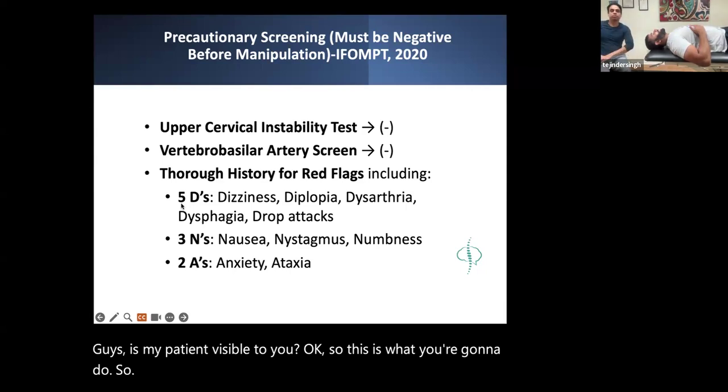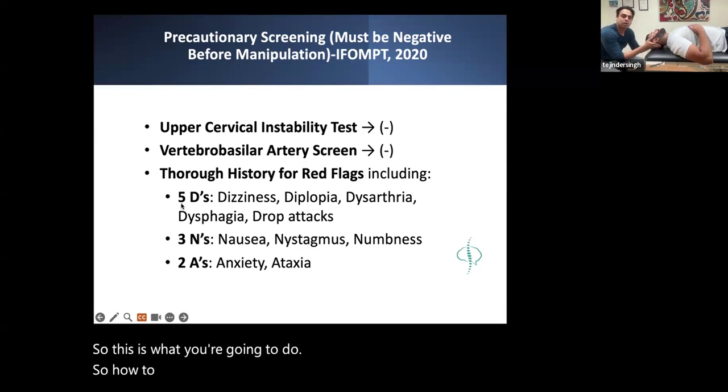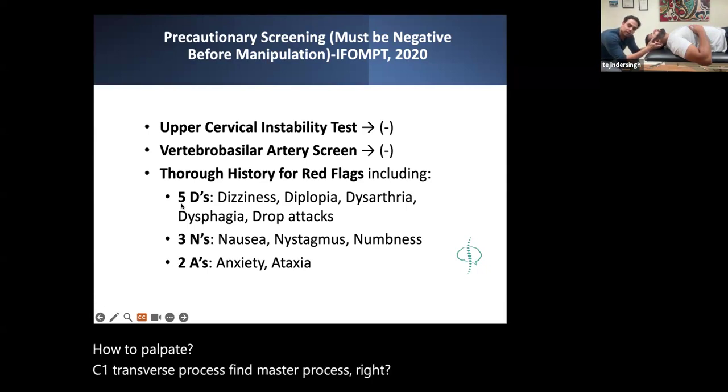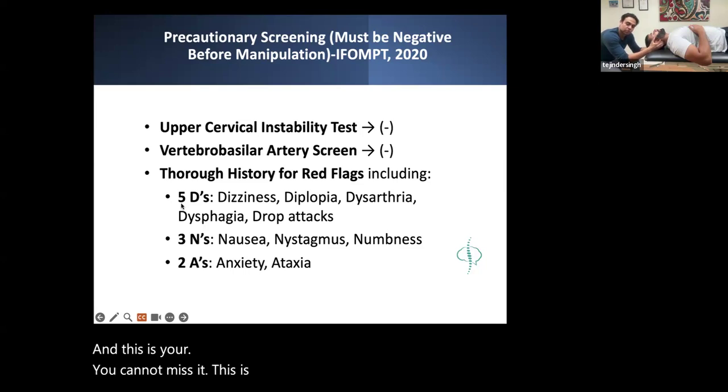So this is what you're going to do. So how to palpate C1 transverse process: find the mastoid process, right? Go anterior, inferior, okay? And you cannot miss it. Yeah, this is your C1 transverse process, okay?